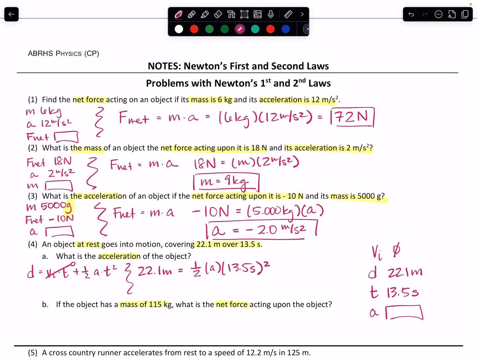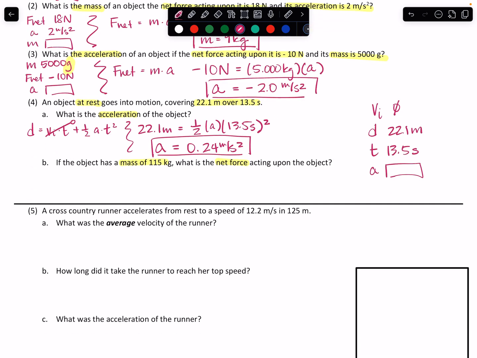All right, so we square that, move our stuff around to solve for that variable, and we find that our acceleration here is 0.24 meters per second squared.